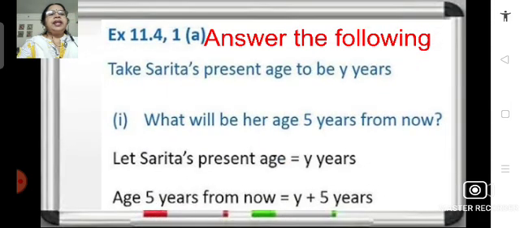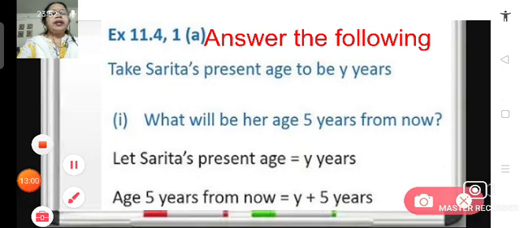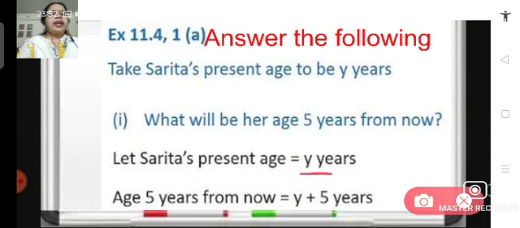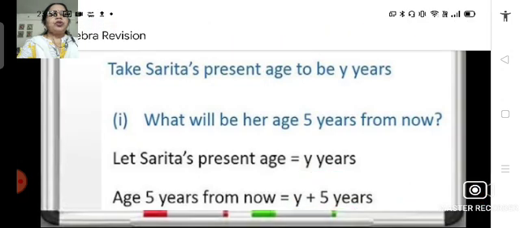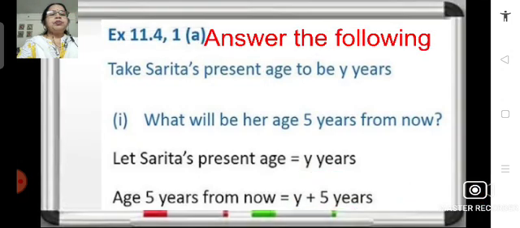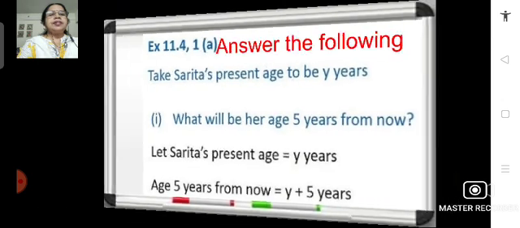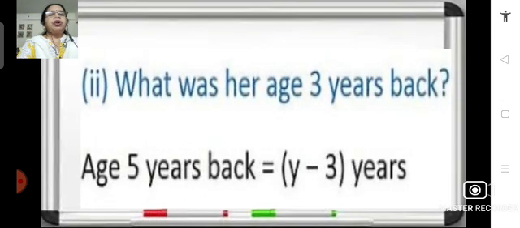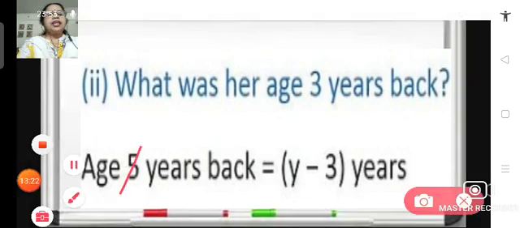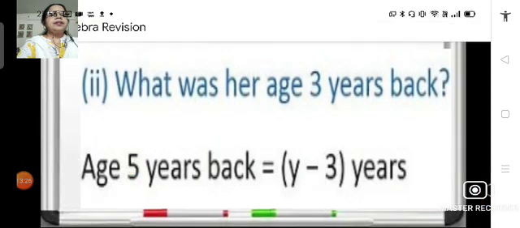Next problem, take Sarita's age to be y years. What will be her age 5 years from now? Sarita's age is y years. So, 5 years from now her age will be y plus 5 years. 5 years after means 5 years more. What was her age 3 years back? Her age 3 years back was y minus 3 years.